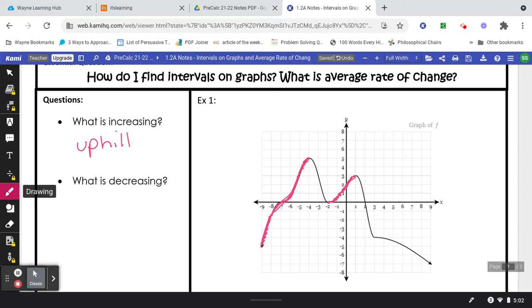I'll switch over to the other color. What is decreasing? Decreasing is when you're going downhill. And remember, you always read your graphs left to right. So you always read them that direction, just like you read words on a page. So the downhill sections would be this area right here. So it's going downhill, as well as this big chunk right here and all the way out to the bottom.